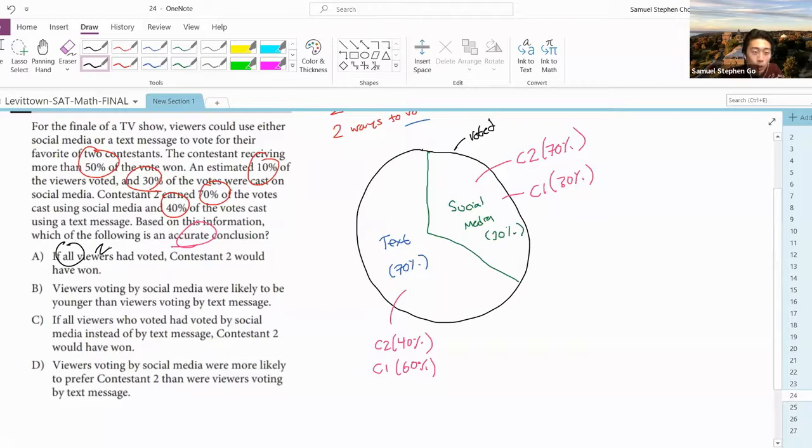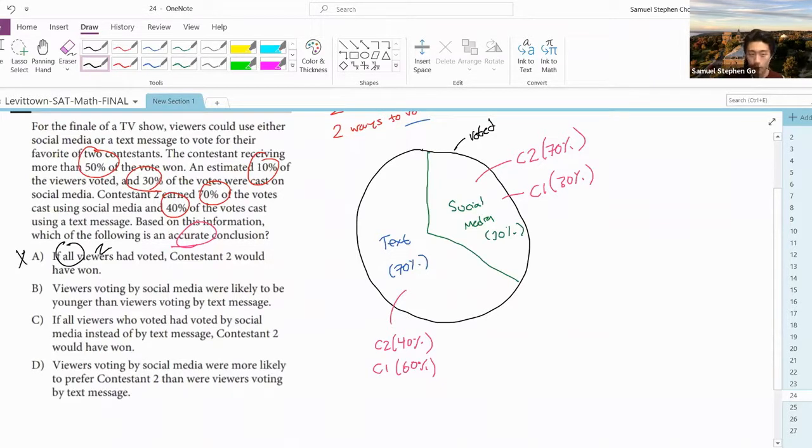So if all viewers had voted, so we said, assuming there were 100 viewers, 10 voted. If the other 90 had voted, contestant 2 would have won. Easily in your head, you can discount that because what if those people had voted for contestant 1? Like, we don't know how those people are going to vote. This might not represent the entire viewers, right? All the viewers. So we can probably say no.